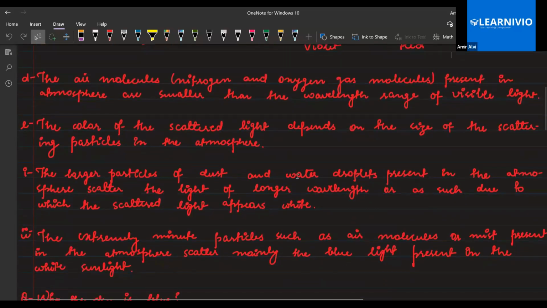Larger particles of dust and water droplets present in the atmosphere scatter the light of longer wavelength, due to which scattered light appears white. So in many cases they are going to scatter longer wavelengths like red or orange. And in some scenarios, the light will not be scattered at all. That's why the sky appears white in the afternoon. Around 12 or 1 o'clock, you will feel that the sky is completely white. You might have observed this thing. Have you observed this thing?